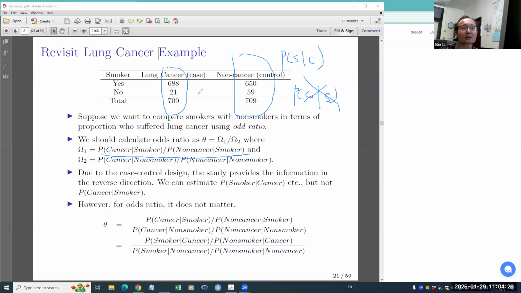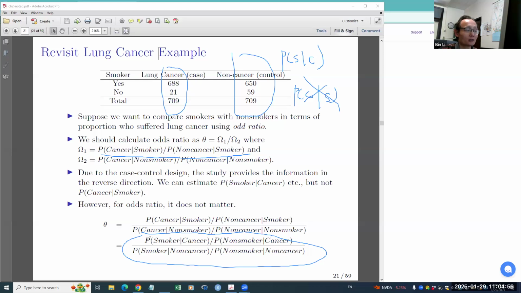But it doesn't matter because it's the odds ratio. So odds ratio is cool. We can rewrite it to be odds ratio is also equivalent to this. Okay, now we can change the X and Y. Now this odds ratio is also equivalent to the probability of being the smoker among the cancer patients.